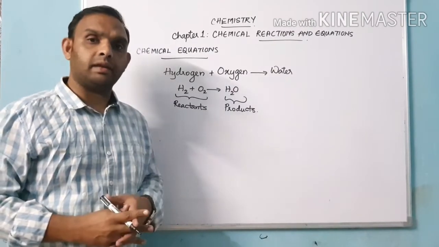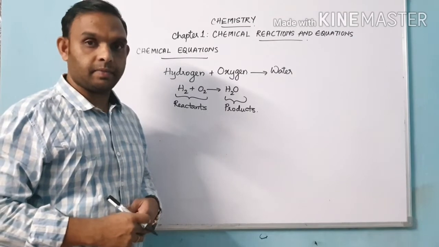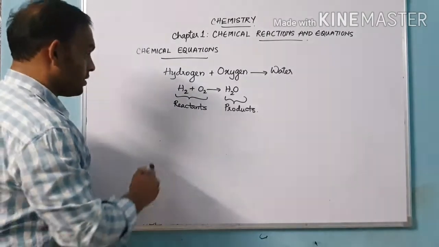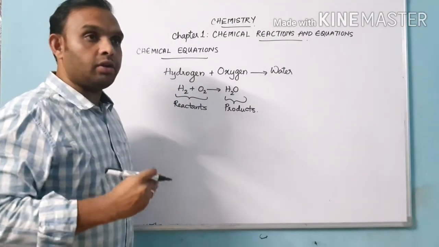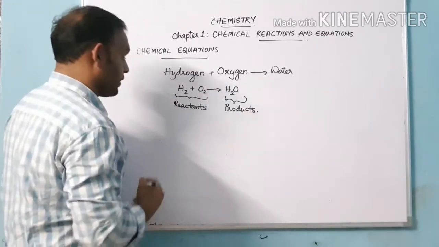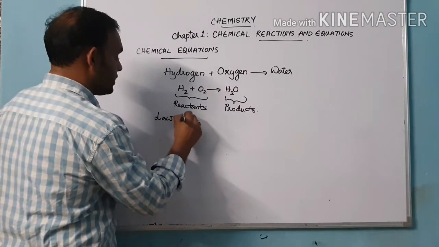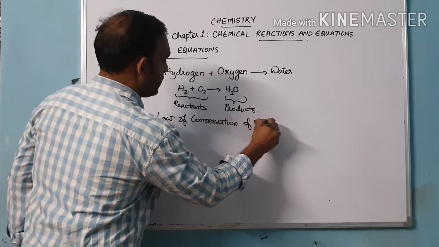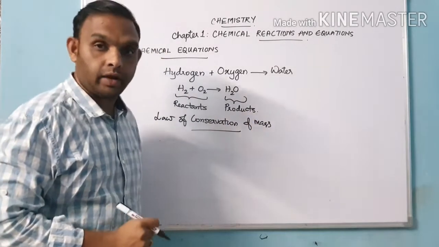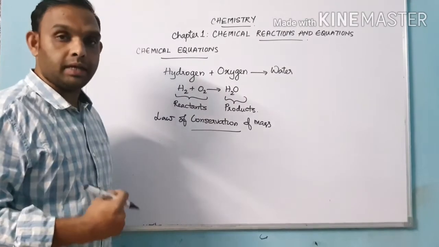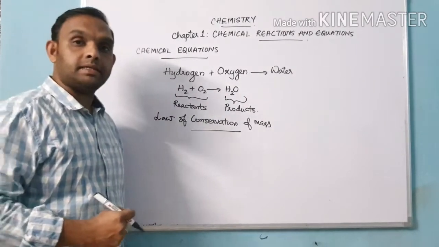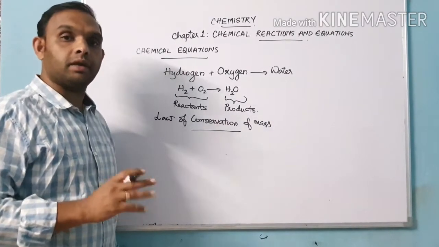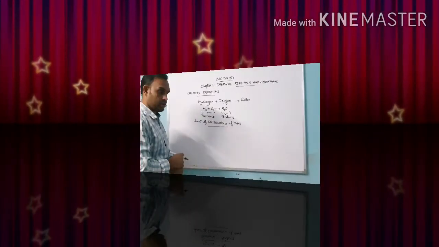Why do we need to balance a chemical equation? That is the question which arises. Is it necessary to balance a chemical equation? Yes, because a chemical equation should follow one law. That law is known as the law of conservation of mass. You may think, what is this law? We have already learned it in 9th standard. The law of conservation of mass means the number of atoms of elements in reactants should be equal to the number of atoms of elements in products in a chemical reaction.